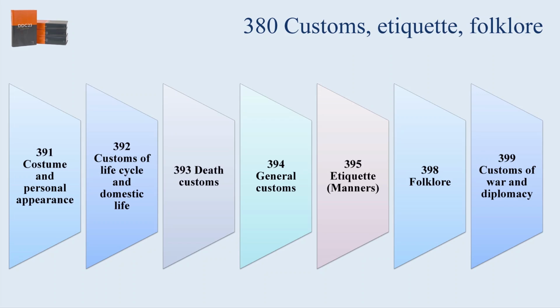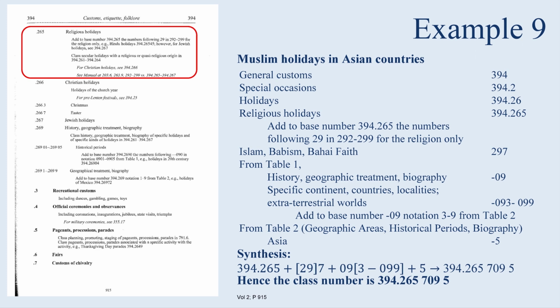Okay. The next and another important class is custom, etiquette and folklore. You can see in the third summary the subdivisions of different sections of the particular division 380, and here we will concentrate directly on the examples. Our first one is the book titled The Muslim Holidays in Asian Countries. The holidays or the different recesses are related to some occasion, that's why they come under general customs. They are under special occasions, and finally we get the number for holidays, that is 394.26.